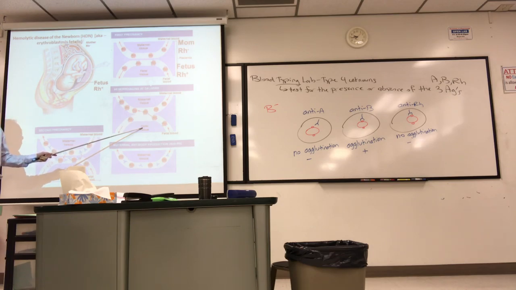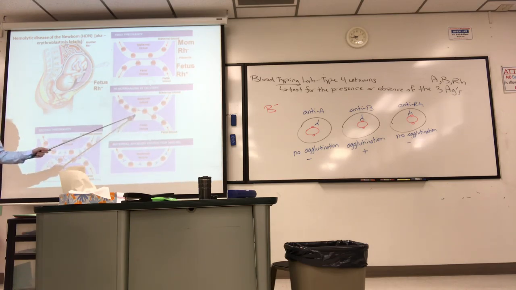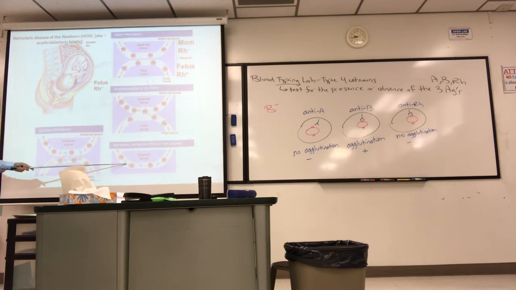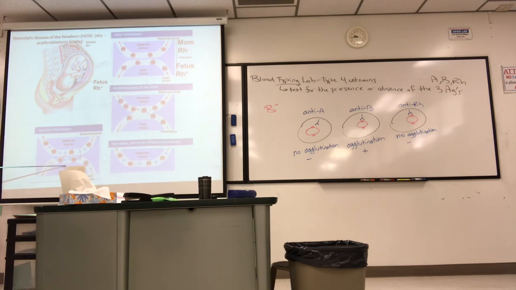They're already gone. But then after, mom will develop an antibody titer against Rh. So if a second baby comes along who's also Rh positive, that antibody could cross the placenta and cause what's called erythroblastosis fetalis. And it's easily treatable. You just give them some RhoGAM or something to zap out the antibody. So precautions can definitely prevent it.